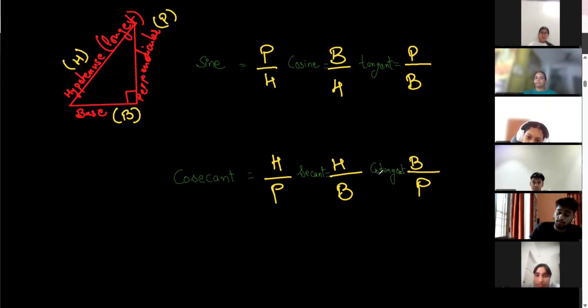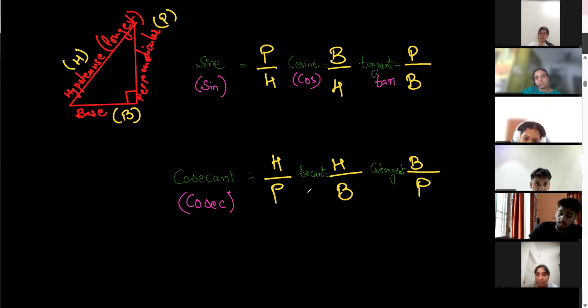Right or not, beta? And these are very long names, so we will write them in short as sin for sine. Cosine ko we will only write cos. Tangent ko we'll only write tan. Cosecant ko we'll only write cosec. Secant ko we'll only write sec. Cotangent ko we'll write cot. Right or not?